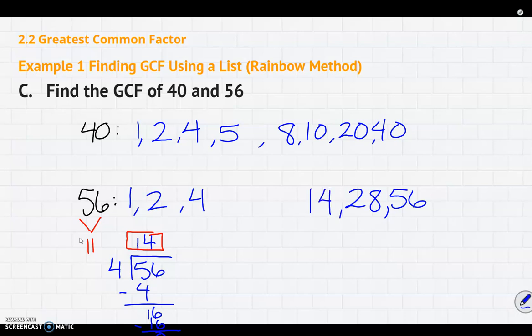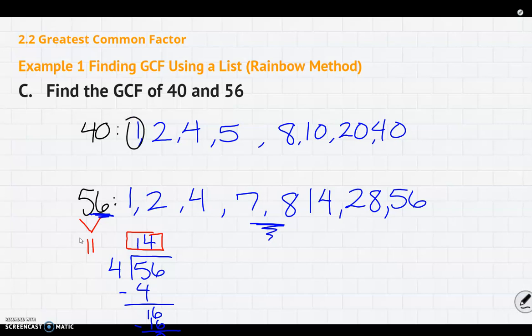5 does not divide into 56 because the last digit is not a 0 or a 5. Okay, how about 6? 6 does not divide into 56, but we could try 7. And in fact, that's one of our multiplication facts, 7 times 8 is 56. And again, I've closed the gap between these middle numbers. That means my list is complete.